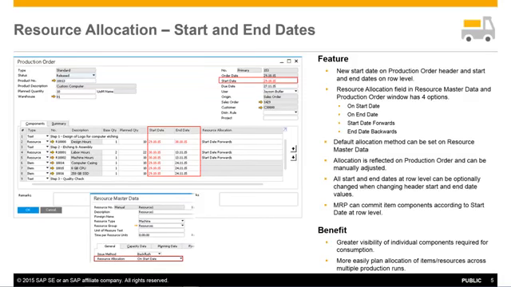All row level dates have to be within the header level dates. When changing the header level start and end dates, there is an option to update all row dates according to this. All dates are defined on the production order itself. There's no separate table. There are 4 different allocation methods: on start date, on end date, start date forwards, and end date backwards. This will enable you to more easily plan allocation of items and resources for all your production requirements and have greater visibility over individual components required for consumption.